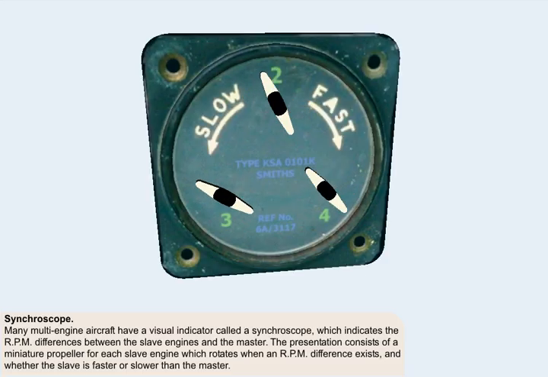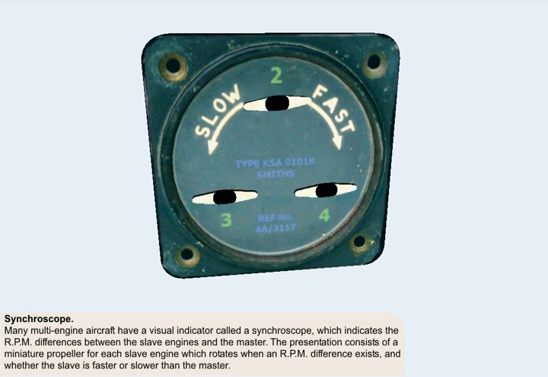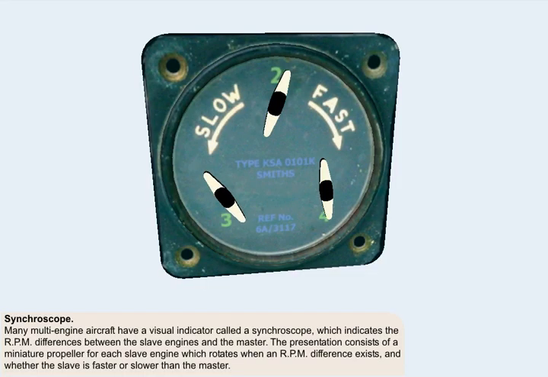Many multi-engined aircraft are provided with a visual indicator, which is called a synchroscope, which indicates the RPM differences between the slave engines and the master. As you can see from this picture, the presentation consists of miniature propellers, which rotate to show when an RPM difference exists, and whether the slave is faster or slower than the master.